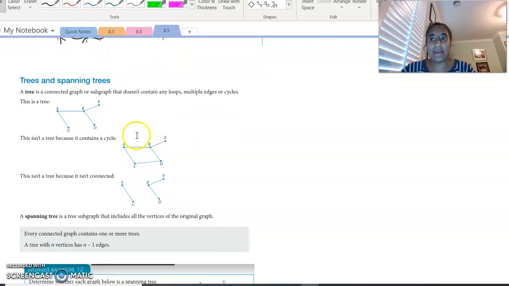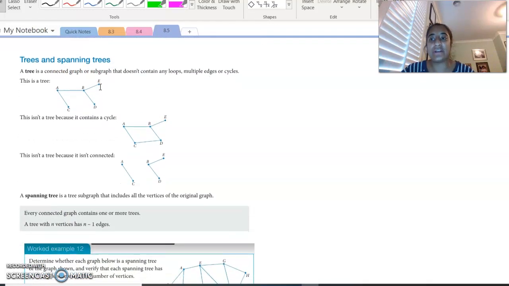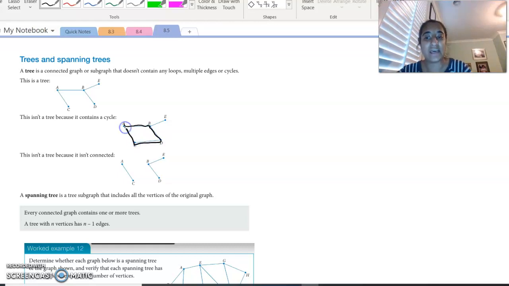The next bit that we look at is what we call our trees, or our minimum spanning trees. A tree is basically a connected graph or a subgraph that doesn't contain any loops, any multiple edges, or any cycles. So it's a component. This one here would be considered a tree. This one here would not be considered a tree because it has a cycle. We can go from A to B to D to C to A, so it contains a cycle, so it's not a tree.